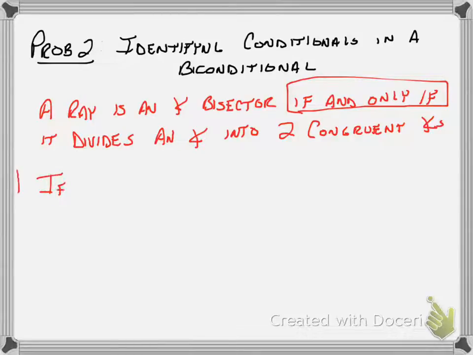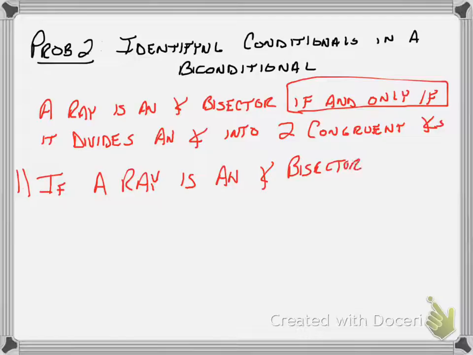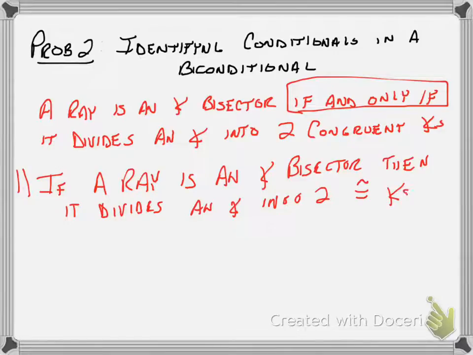So number 1 would be: if a ray is an angle bisector, then it divides an angle into two congruent angles. And again, I abbreviate because my handwriting is terrible and I'm trying to save you guys time.